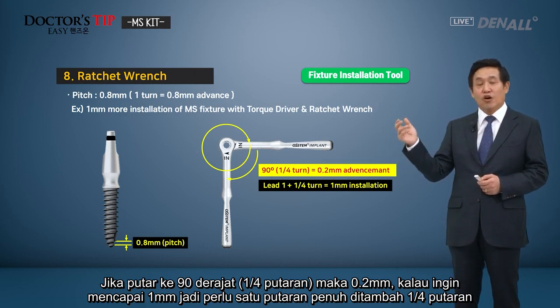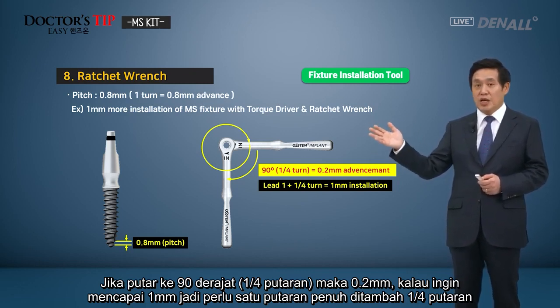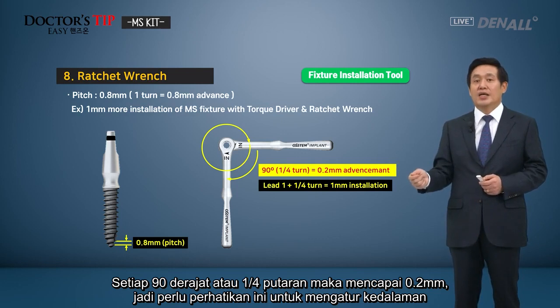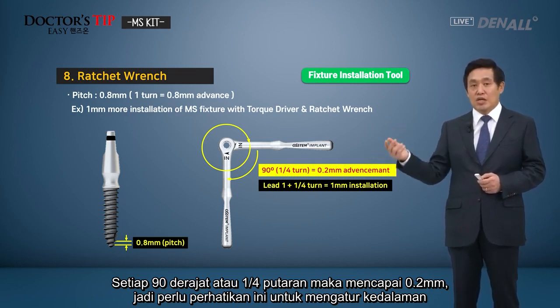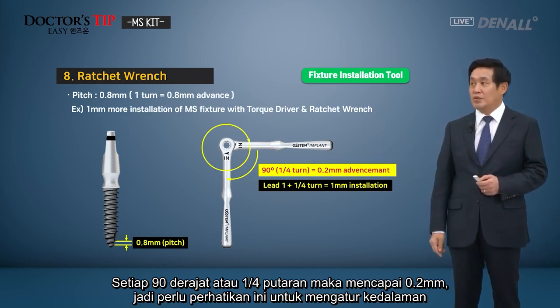So in case of one turn, 0.2 millimeter advancement. So if you want to advance 1 millimeter, one turn plus 90 degrees in addition. So depending on the 90 degree turn, how much advancement is made? 0.2. You have to be mindful of that to adjust your depth.